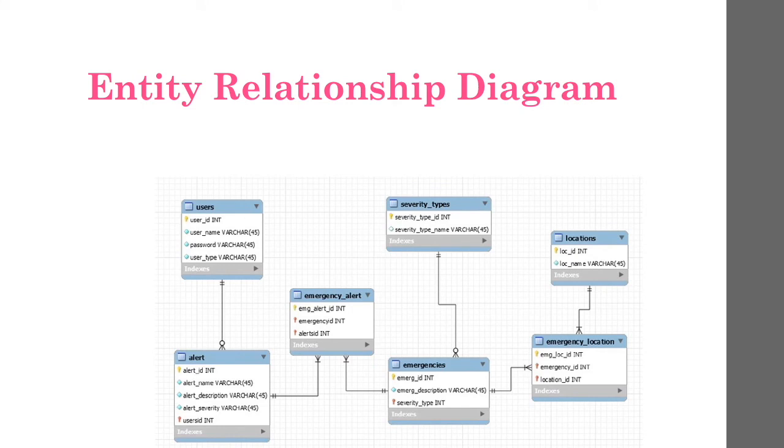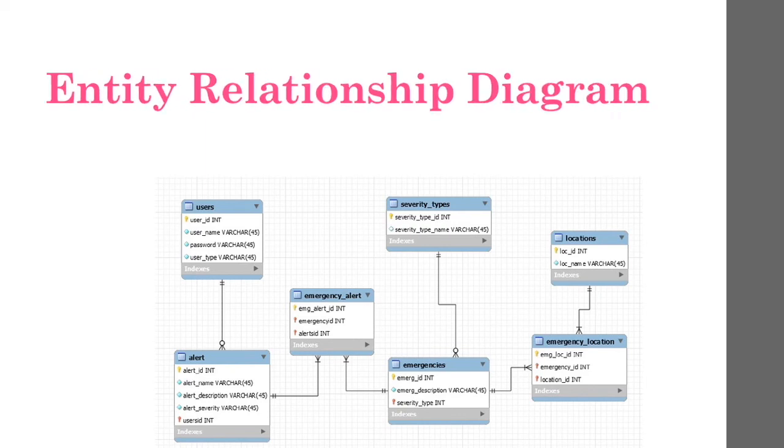The entity relationship diagram is made, which describes interrelated things of interest in a specific domain of knowledge. A basic ER model is composed of entity types and specifies relationships that can exist between entities.